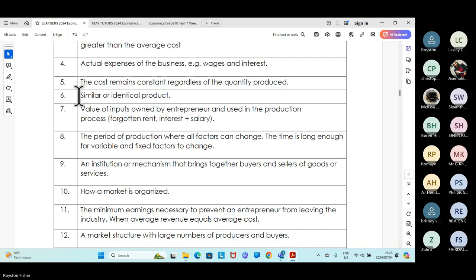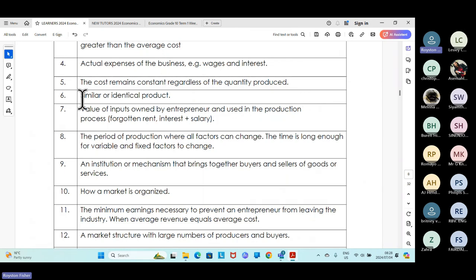Then, number five, the cost remains constant regardless of the quantity produced. Vasandergaal says that is your fixed cost. St. Andrew also says that's your fixed cost, and both of them are correct. So even if you produce one or you produce 100, your costs will remain the same. For example, rent. To rent that building, you will still pay the same amount. Yes, insurance is another example of this.